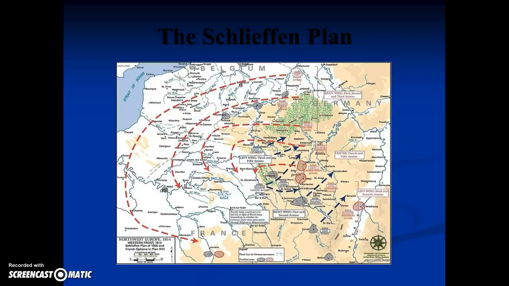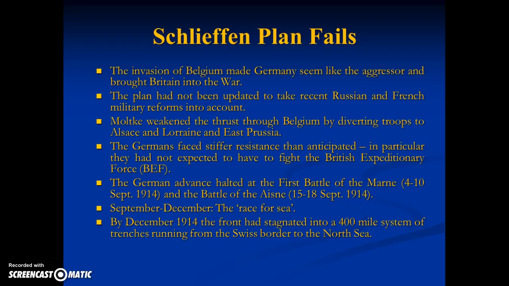There was no point in trying to attack straight across the German-French border, because that was so heavily armed and with a great number of defensive structures already there. So the attack, or the Schlieffen Plan, had to go through Belgium.